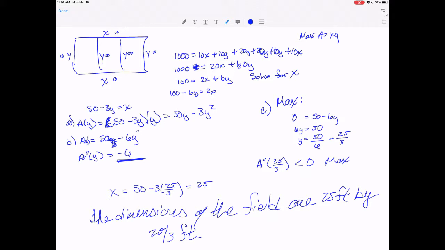The answer contains a fraction. Okay? And that's it.